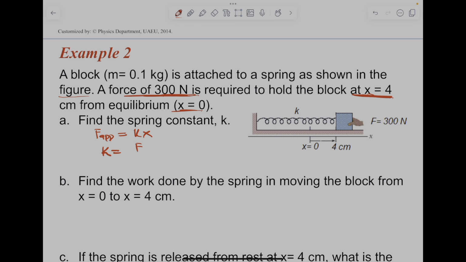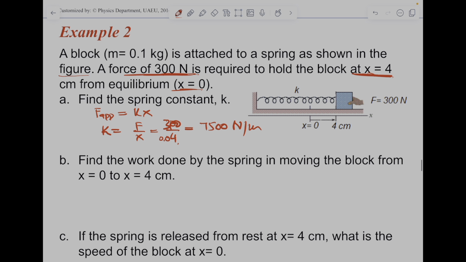force applied divided by x, and x is the change of the position. So this is F and the position is 4. The force is 300 Newton, so 300 Newton divided by 4 centimeters, which is nothing but 0.04 meters. Okay, so you will get 7500 Newton per meter.